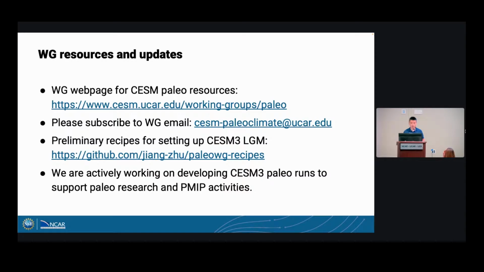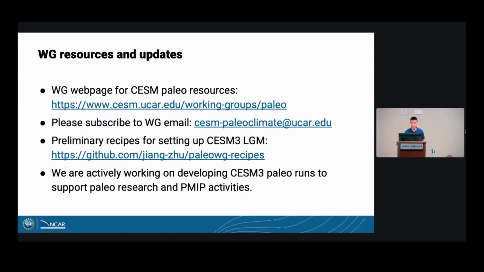One more update about the CESM3 LGM. Here I'm updating the recipe for setting up CESM3 LGM. If you are working on paleo simulation using CESM3, and you want to know how to do that for, say, another time period, this would be a useful resource.